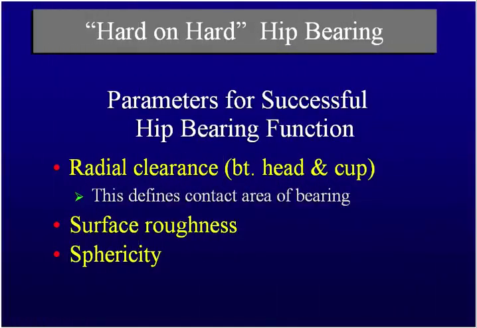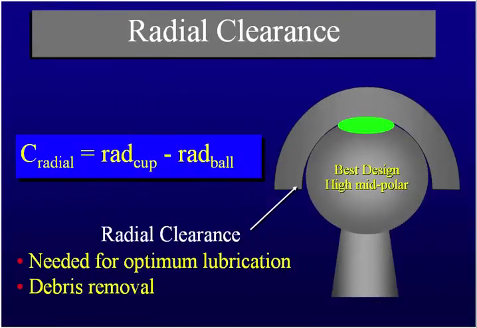Okay. So the parameters for a successful hip bearing function on a hard-on-hard regimen, cobalt chrome on cobalt chrome or ceramic, are radial clearance, surface roughness, and sphericity. And radial clearance is one that they may hit you on. The radial clearance is needed for the optimum lubrication for debris removal. So if you don't allow any fluid to get into the system and you have no lubrication at all, then you're not going to get good wear properties. So the radial clearance tends to provide egress and ingress of fluid for debris removal.